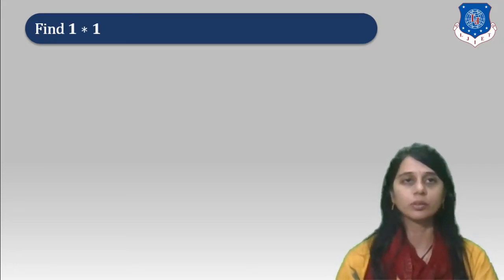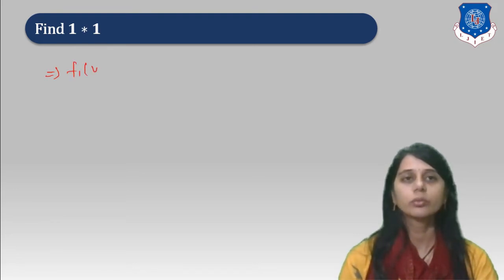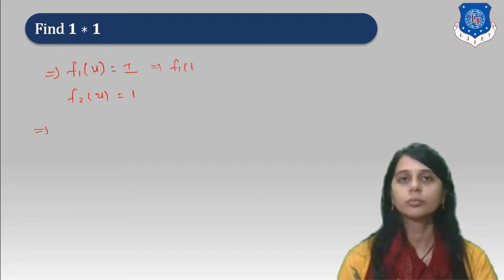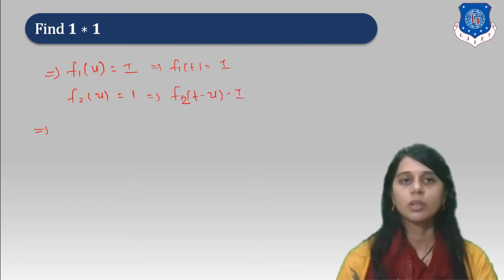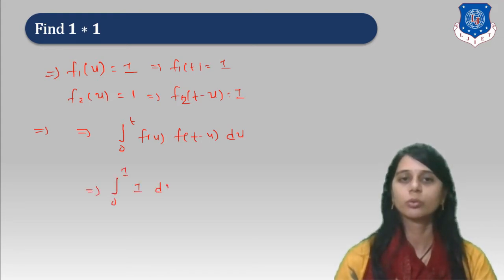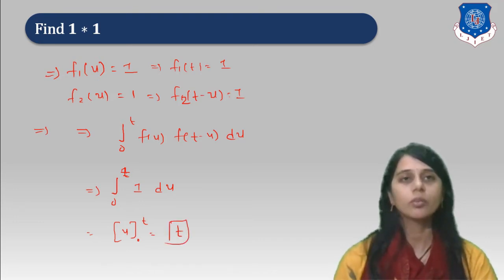Find 1 star 1. First of all, f1(u) is 1, and f2(u) is also 1. Replacing, f1(t minus u) is 1 and f2(t minus u) is also 1. As per the formula, the integration from 0 to t of 1 du. So it is u from 0 to t. So the answer is t for 1 star 1.